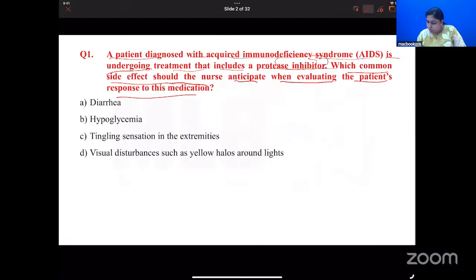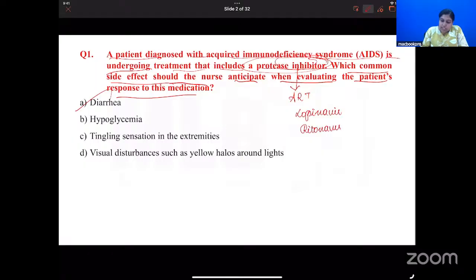Very good, Bhavana. Bhavana has given a very correct answer. So, what are protease inhibitors? These drugs come under your antiretroviral therapy. Specifically, what drugs are coming? That is your lopinavir and your ritonavir.